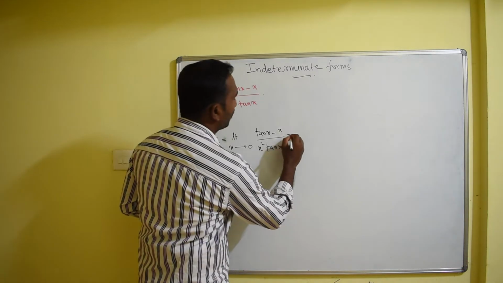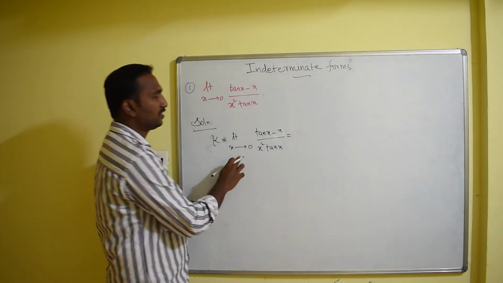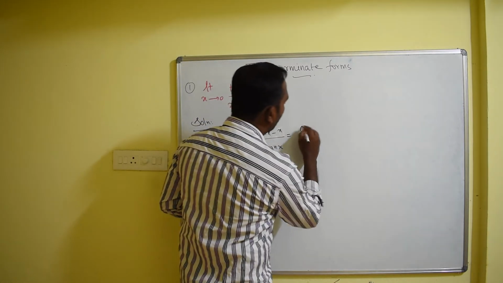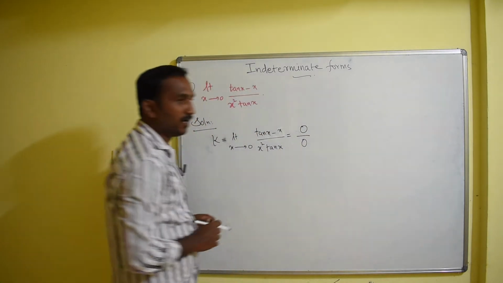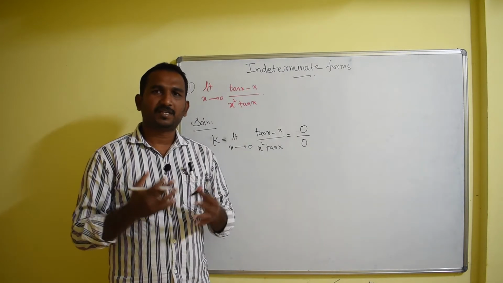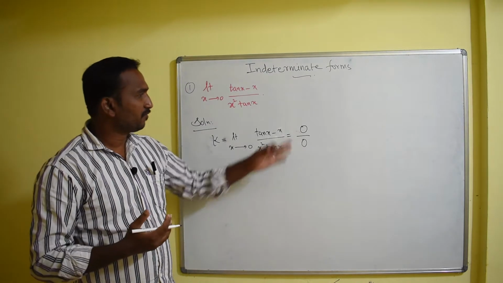Now immediately we want to apply the limit. If you substitute the limit, what will happen? As x tends to 0, tan 0 will become 0 and this will become 0, and the denominator will become 0, so we get the 0 by 0 form. So we want to bring it to the a by b form, or we can call it a fractional form, right?